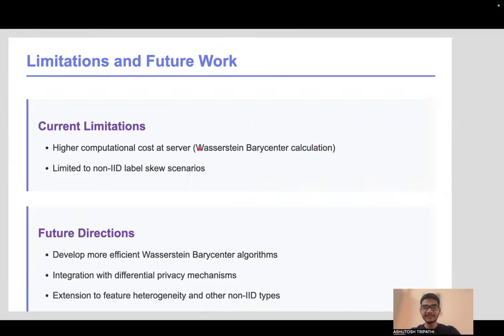So let's discuss the limitations. Its primary limitation is the higher computational cost at the server, and we have explored only label skew non-IID scenarios. For future directions, we can develop more efficient Bayesian calculation algorithms, and we can integrate differential privacy techniques here to make it more useful for sensitive and private scenarios, and we can extend it to feature heterogeneity and other non-IID types.